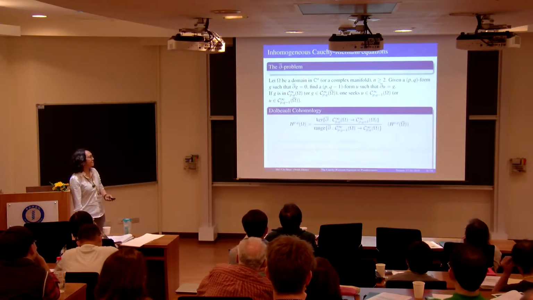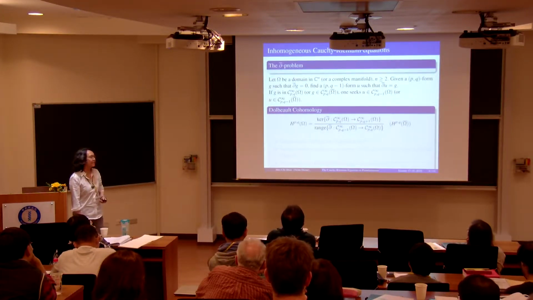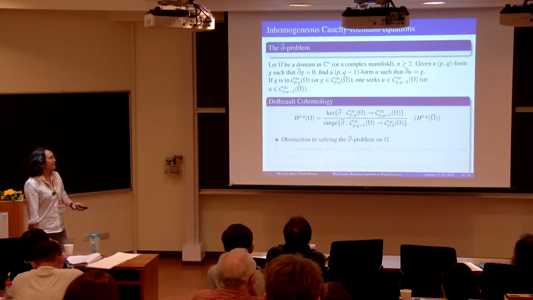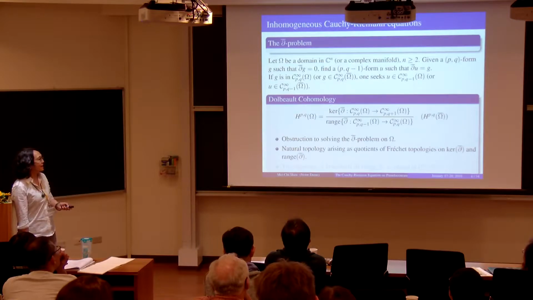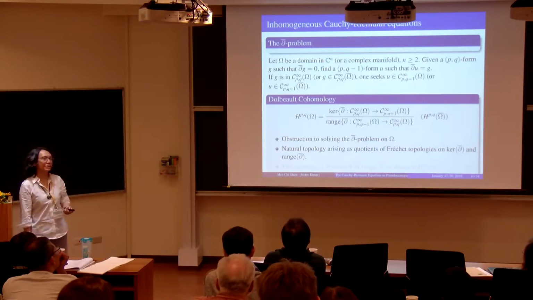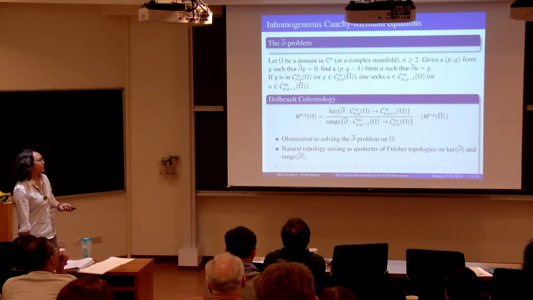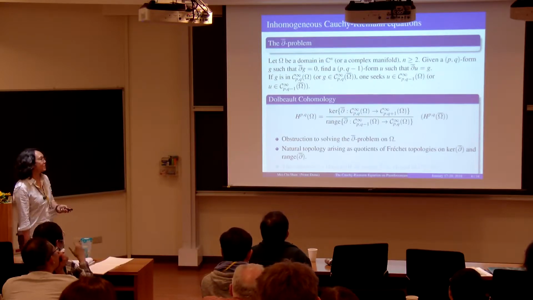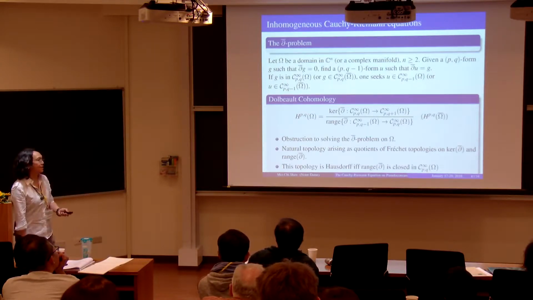And because it's complex, there are obstructions to solving this equation. These are formulated as the Dolbeault cohomology groups. So these groups are obstructions to solving the d-bar problem. The natural topology on them is the induced quotient topology. Each space is a Fréchet space, and the kernel of d-bar is naturally closed. The question is whether the range is closed or not. And the topology is Hausdorff if and only if the range is closed.